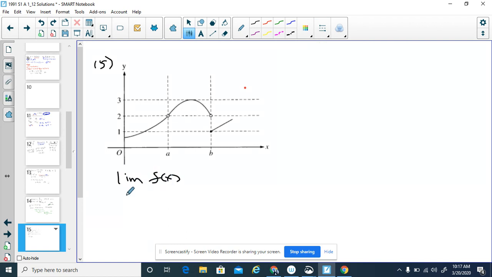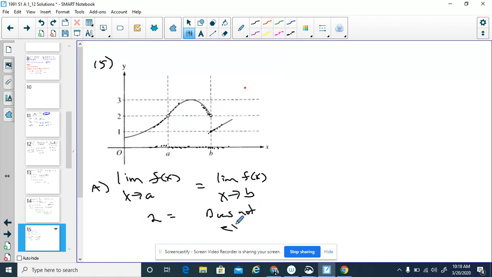Limit of f of x as x goes to a, this is choice A, is equal to the limit of f of x as x goes to b. So we want to know, is this true or is this false? Limit of f of x as x goes to a, so as x goes to a from both sides, our functional values, our little buggies, are approaching 2. So that would be 2. Limit as x goes to b does not exist, because as x goes to b from the right, our little buggy is approaching 1, but as x goes to b from the left, our corresponding functional values are getting close to 2. So this does not exist. So 2 does not equal does not exist, so it ain't choice A. You can cross that out.